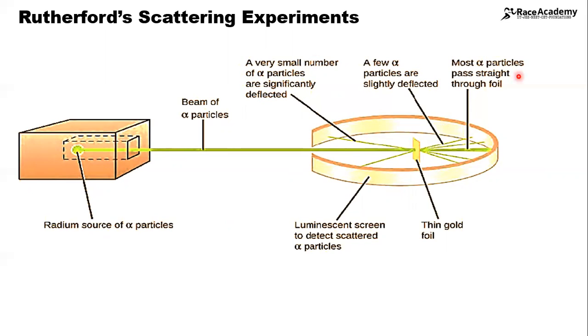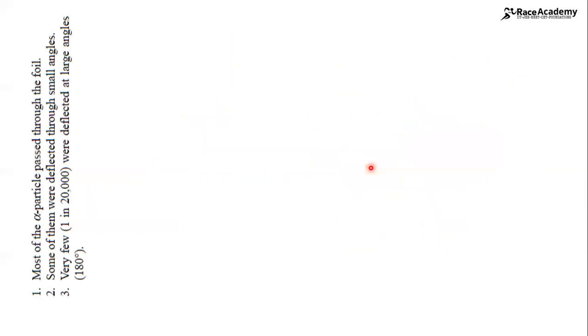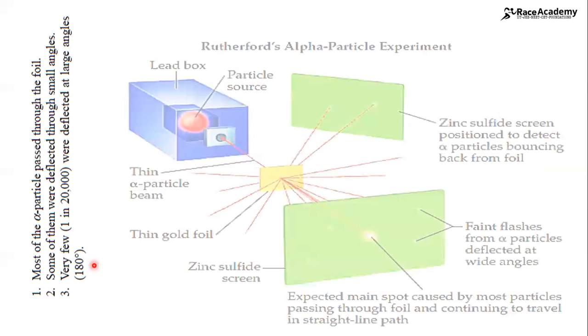Most of the alpha particles pass straight through the foil. That means a thin gold foil it is, and a luminescent screen to detect scattered alpha particles, maybe a zinc sulfide fluorescent screen. So this is the idea of the experiment. From this experiment, most of the alpha particles passed through the foil, and some of them were deflected through small angles, and very few, that is 1 out of 20,000, were deflected at large angles, about 180 degrees.